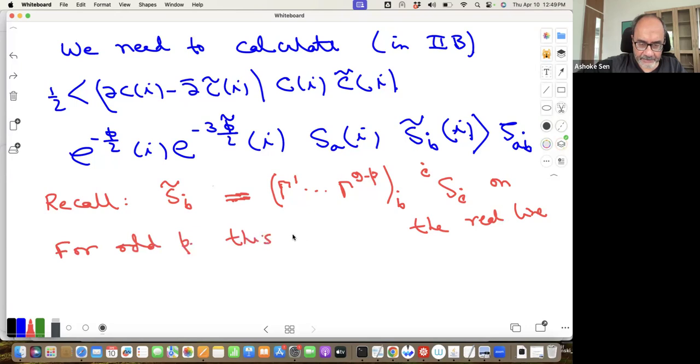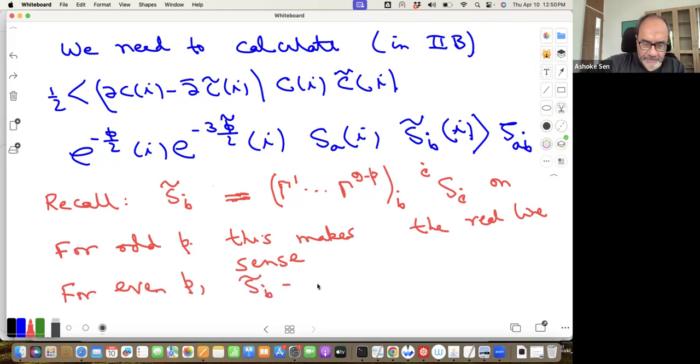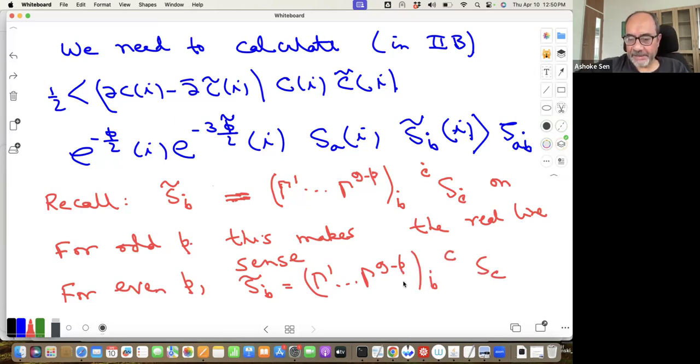this makes sense. For even P, we will have S tilde B dot as gamma 1 to gamma 9 minus P, B dot C SC. Okay, because for even P the chirality will change, right? Because for even P, this product has an odd number of gammas, and that will change the chirality. And this is a relevant one for 2A.